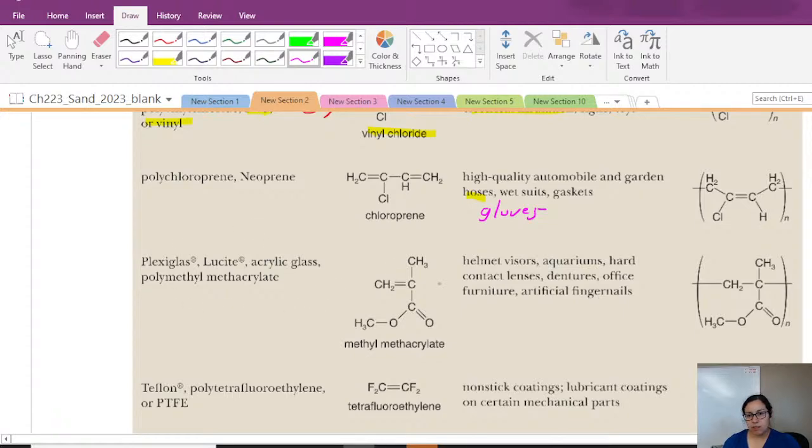And then other polymers, so plexiglass is also a polymer, made of this methacrylate. Helmet visors, aquariums, so that's super useful, right? Nice hard plastic that you can see through. Dentures, office furniture, artificial fingernails, so the list goes on. And again, you can see this double bond is broken and forms your carbon-carbon bond.